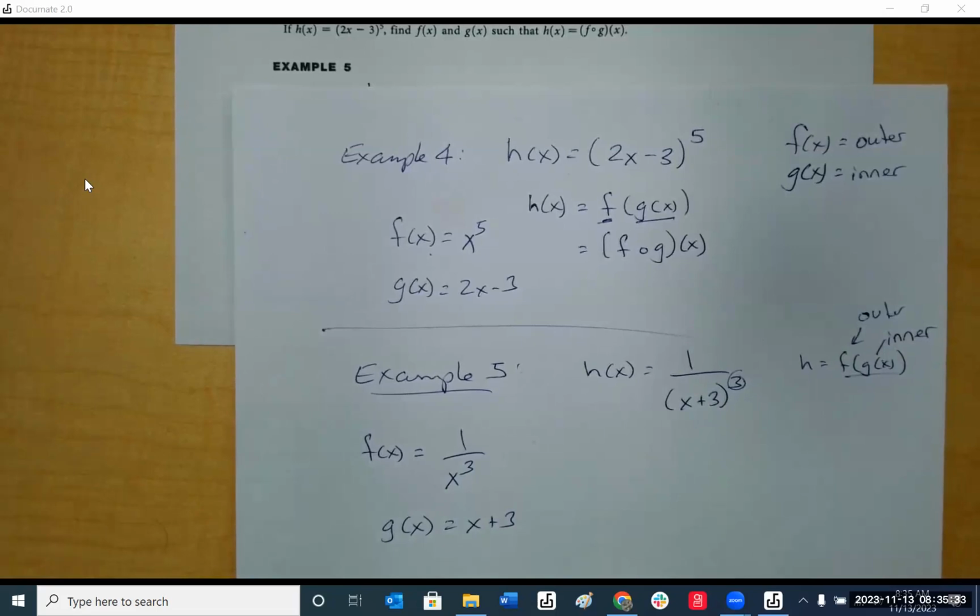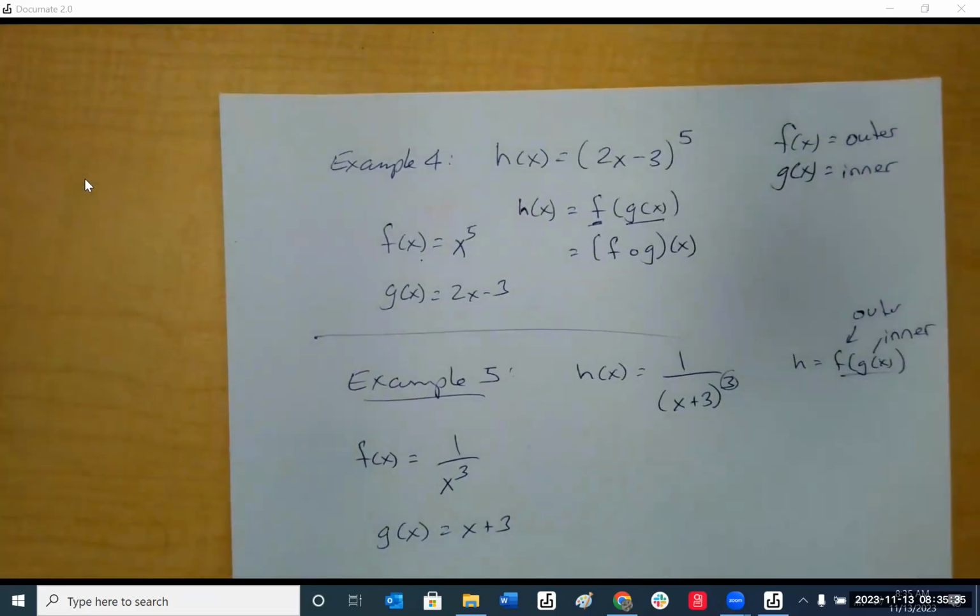So that's composite functions. That's all we need to know in chapter 2, section 3. Because now we're going to start using those. Let me stop here.